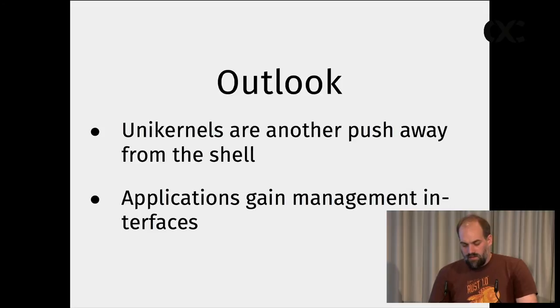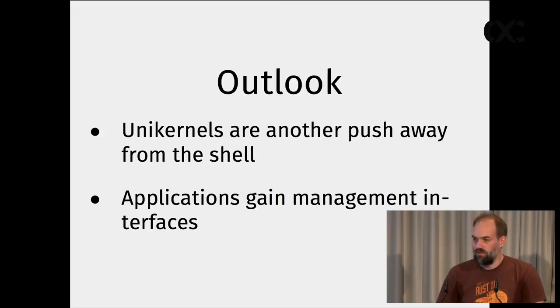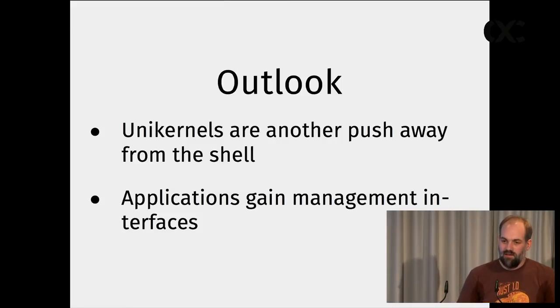I see unikernels a little bit in that push away from the shell. It's already the recommendation for Docker, for example, to never shell into a Docker environment. So why do they even have one? Unikernels move towards: we have a network interface. You can interface with us by other means. Seen another way, applications start to gain management interfaces. If the kernel and the application are unified, I could also say the network interface of the kernel is the network interface of the application.